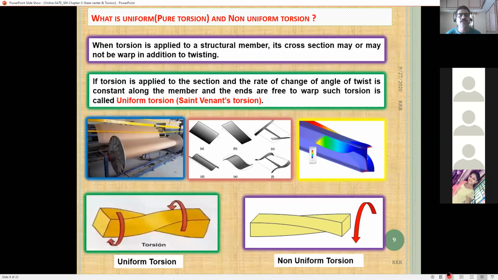So here is just one more topic. This is nothing but the difference between normal torsion and uniform torsion. When do we call it uniform torsion? If torsion is applied to the cross section such that the rate of change of angle of twist is constant, and the ends of the member are free to warp, such torsion is called uniform torsion.